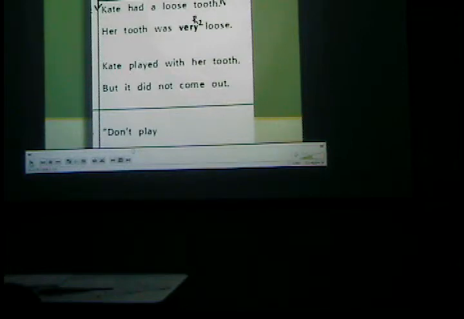Have you ever had kids do that? Yeah, they buy time. I don't know the word "played," so I'm going to say "Kate, Kate, Kate," and all the time they're trying to figure that next word out. "Kate played with her tooth." Buying time.